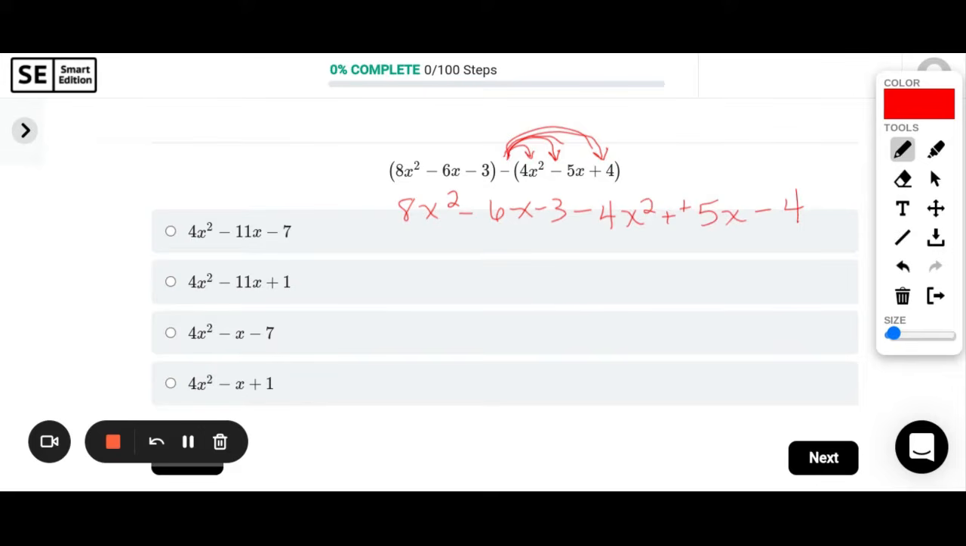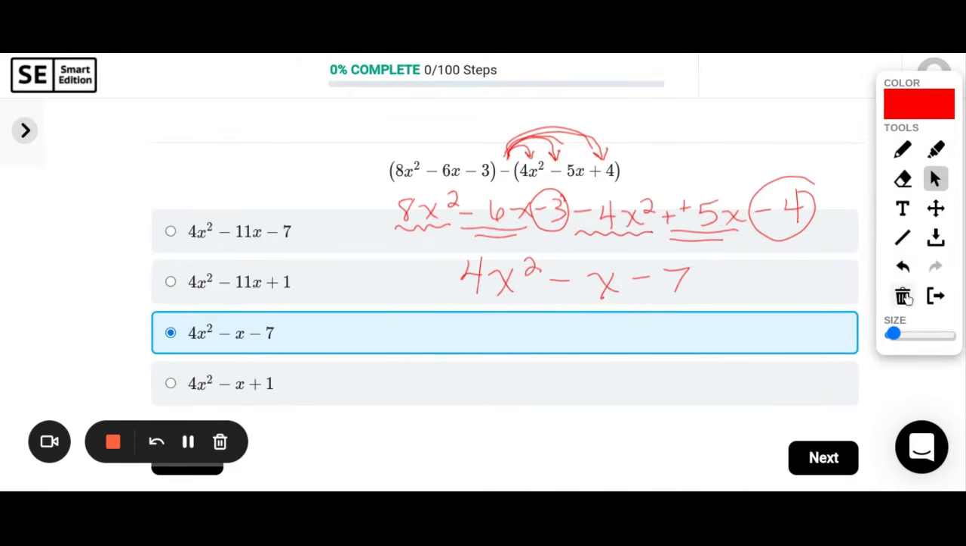And from here, I need to remember what I can combine. So I can combine my x squareds. Okay, and I'm going to look at what's in front. So 8x squared minus 4x squared would be 4x squared. And then I have negative 6x plus, remember this turned to a plus 5x. So that would be negative x. And then I have negative 3 minus 4, which gives me negative 7. 4x squared minus x minus 7 is our solution.